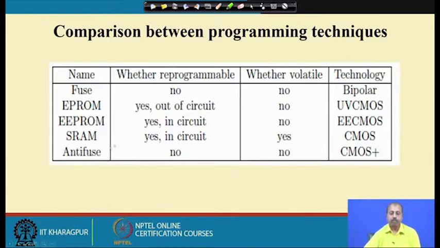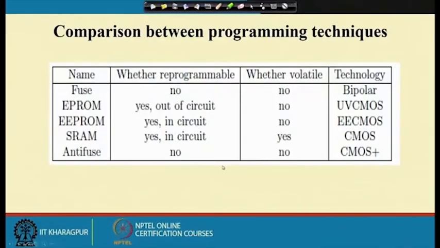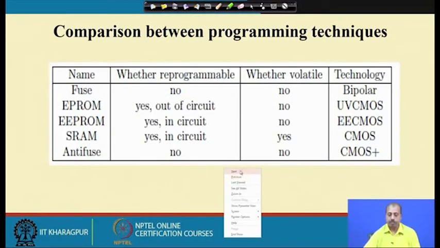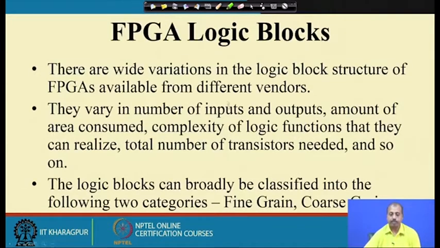And anti-fuse is not reprogrammable, it is not volatile, and it uses CMOS plus technology. CMOS plus, as we have said, uses silicon oxide nitride type of connections. So, some advanced masking will be required over and above the normal CMOS fabrication. This is the summary of comparison between these programming techniques.